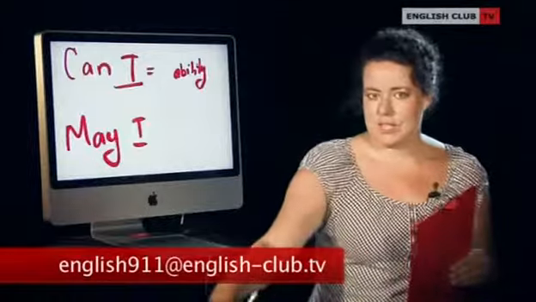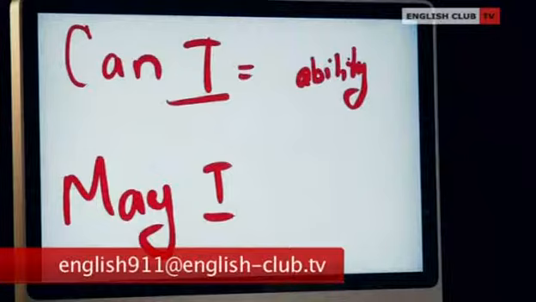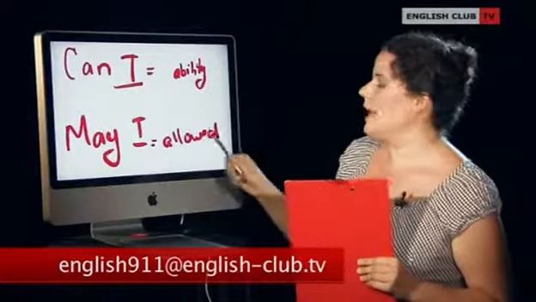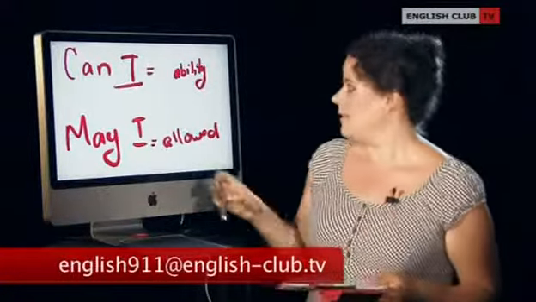Or she would say, you know, you have the ability, you can possibly reach into that cookie jar and take it out. However, Skyla, you may not. So you are not allowed. So our difference here is between ability and being allowed. Can I and may I?